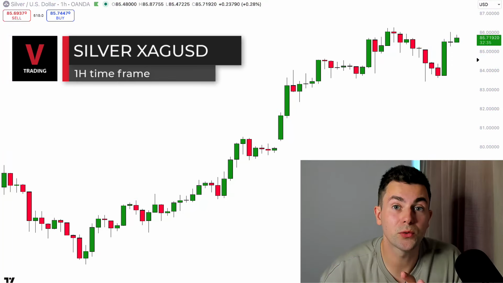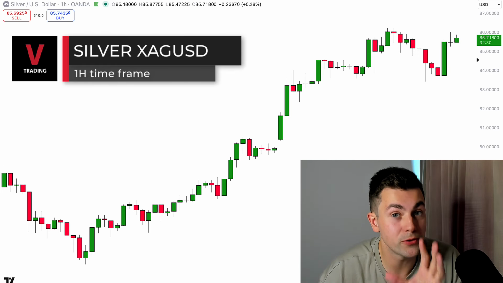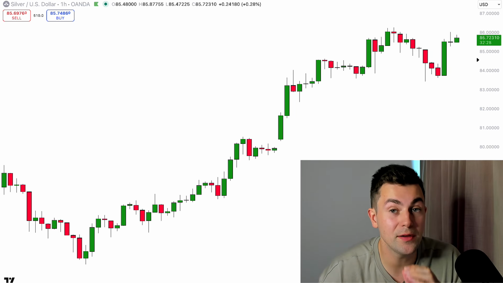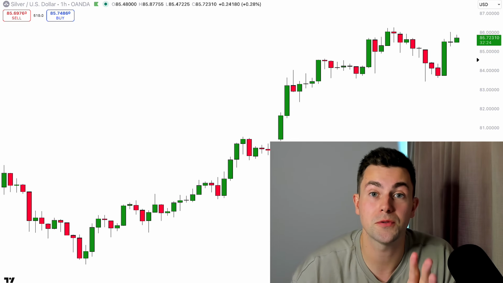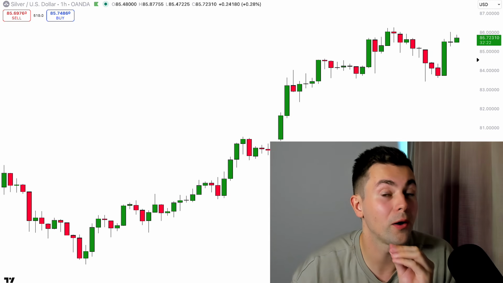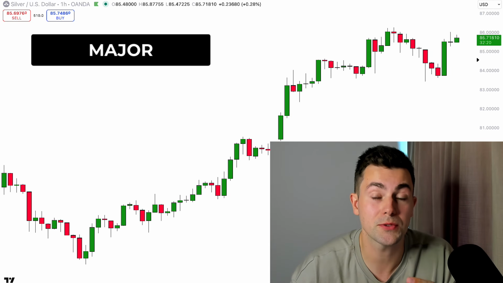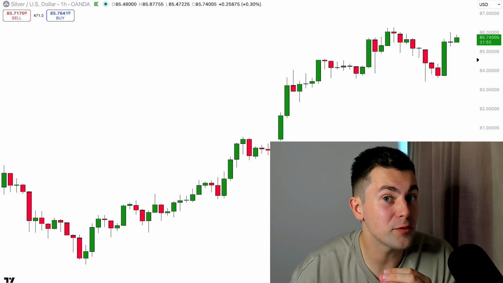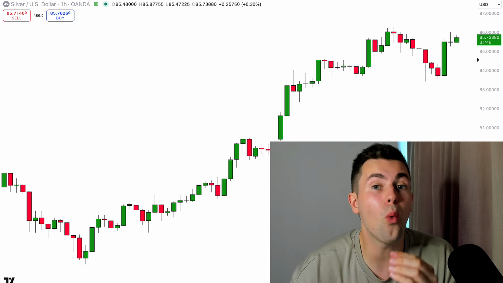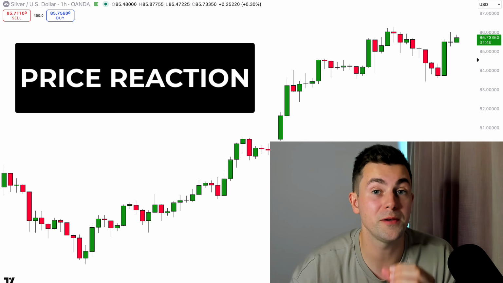We are in silver on an hourly time frame, and the first thing that we will need to do for trading our strategy is to identify significant supports and resistances. Analyzing supports and resistances, you should always remember that there are major supports and resistances and minor supports and resistances. The type of a support and resistance will be based on a reaction of the price to that.